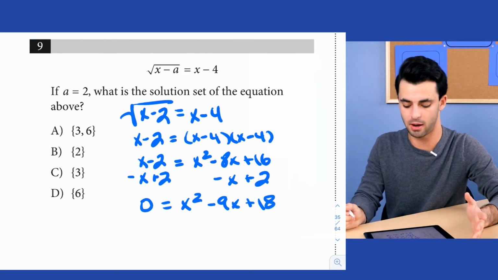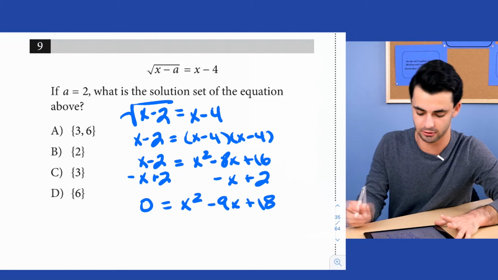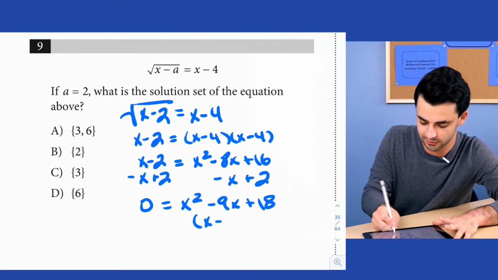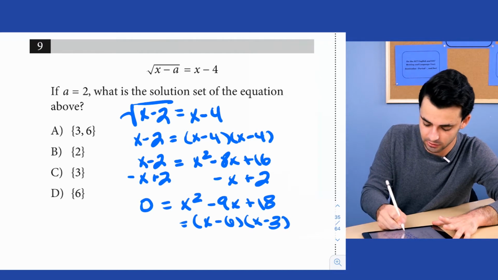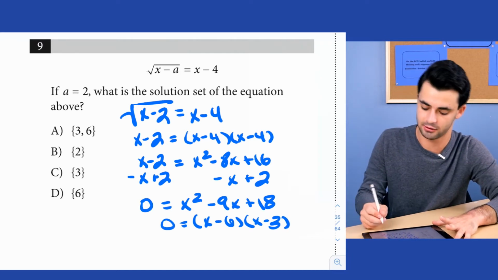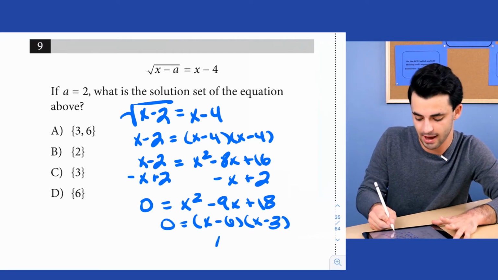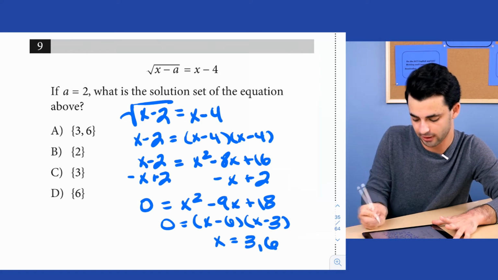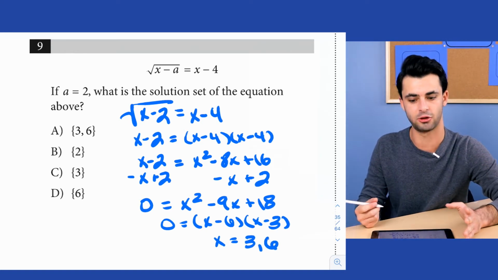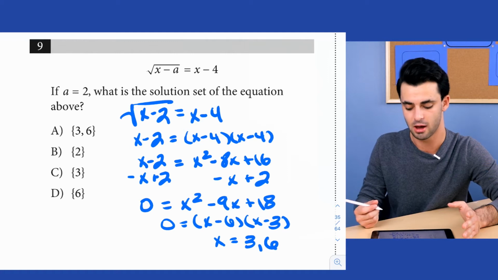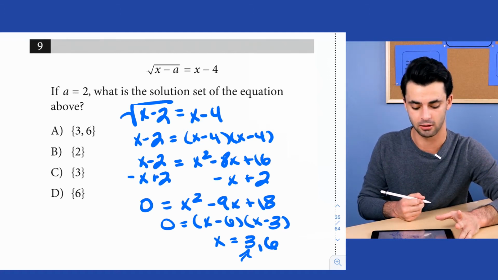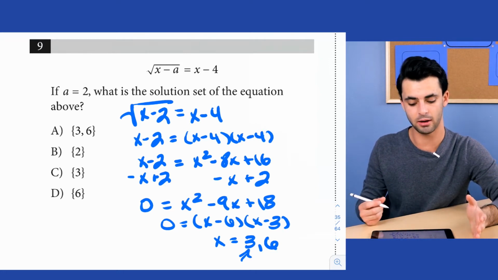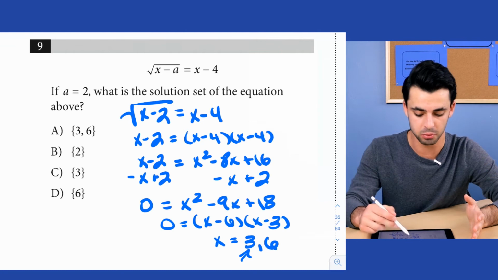And now x squared minus 9x plus 18 can be factored, and it factors into x minus 6 times x minus 3. And that should equal 0, and now we can solve for x. Solving for x leaves me with x equals 3 or 6. But it's so important to check if these are both solutions, because 3 ends up being an extraneous solution here. So A is not the correct answer. Instead, D is. But in order to avoid this, we can just plug in our solutions.